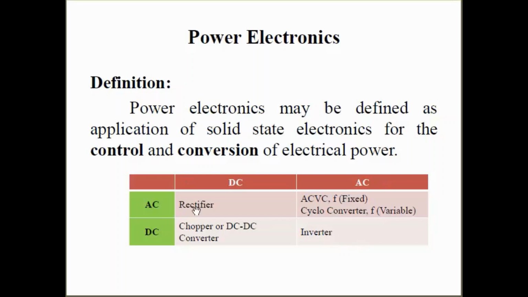So from this table we know what a rectifier is, which converts AC to DC. We know what a chopper is, which controls fixed DC to variable DC. The third one is the AC voltage controller and cycloconverter, which controls AC to AC. The fourth one is the inverter, which converts DC to AC.